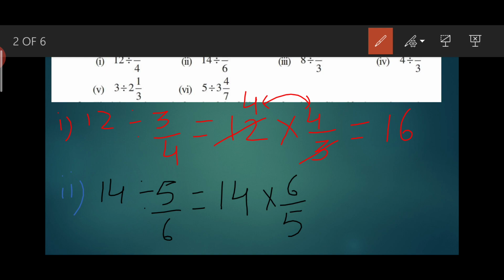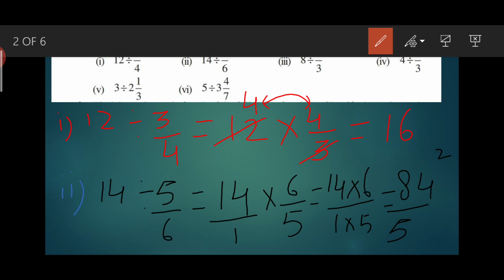If 14 is given, it is obvious that the denominator will be 1. Now you have to multiply 14 into 6 and 1 into 5. So 14 into 6: 6 4s are 24, carry is 2, so 6 1s are 6 and 6 plus 2 is 8, divided by 5. Now you can see here that 84 is greater than 5, so you have to divide 84 by 5.